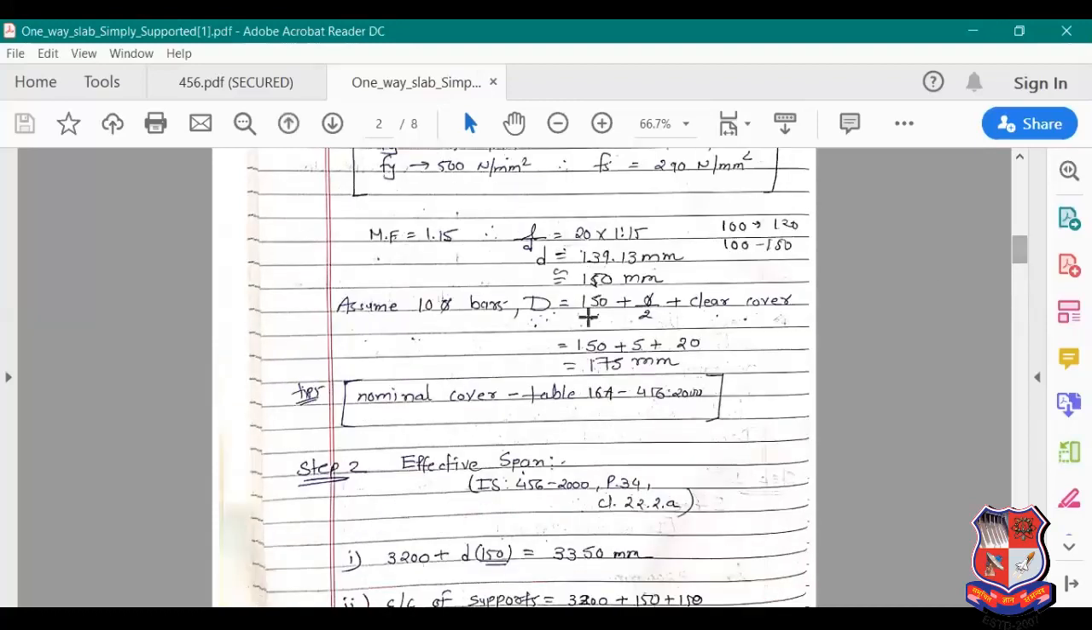Then let's find the overall depth. Overall depth will be the total effective depth plus half of the diameter of the bar plus the clear cover. The minimum clear cover required for a slab is 20 mm, so I am using 20 mm here.